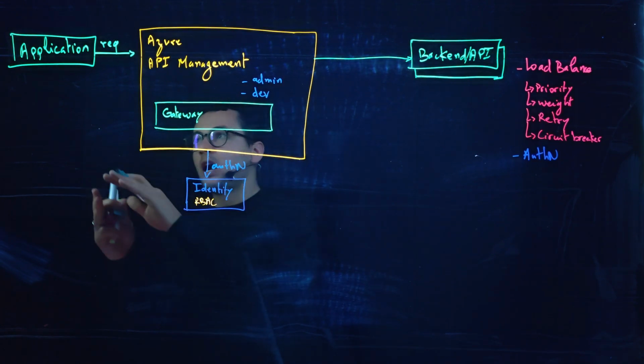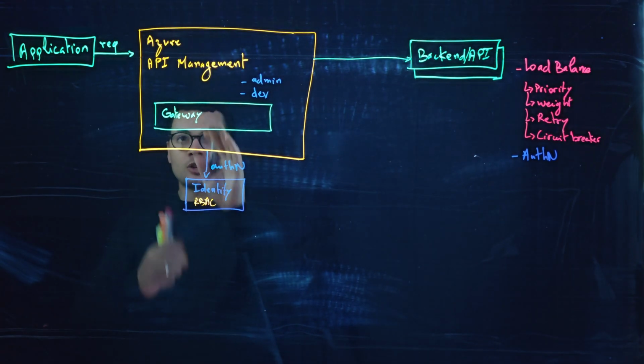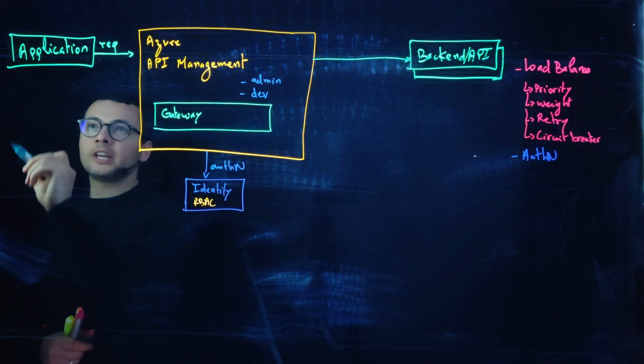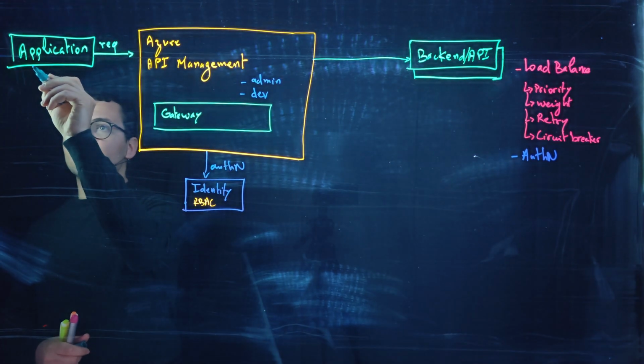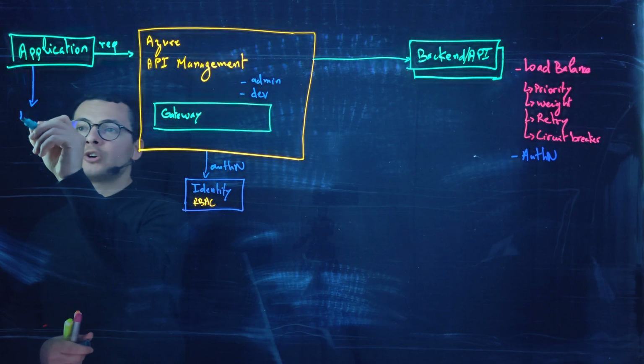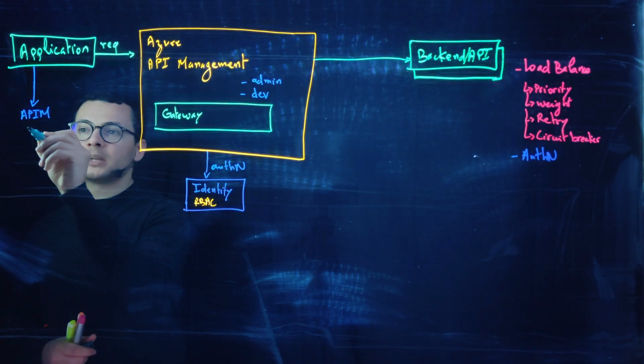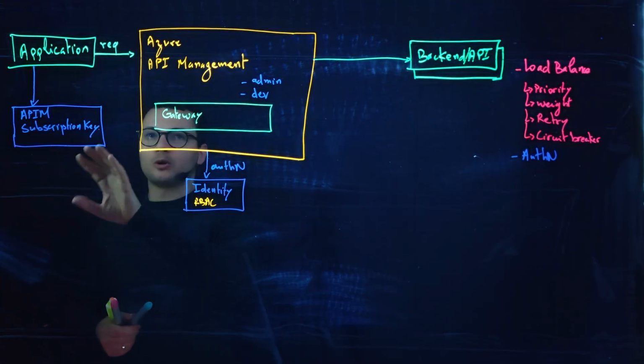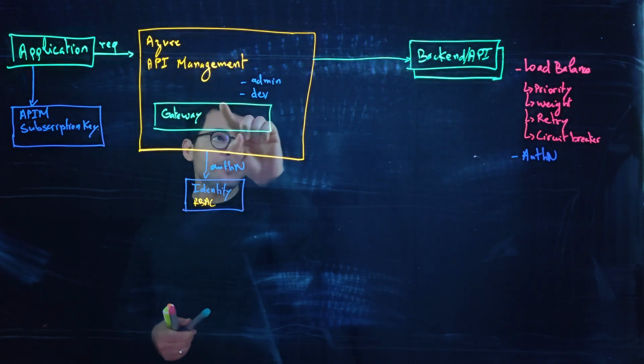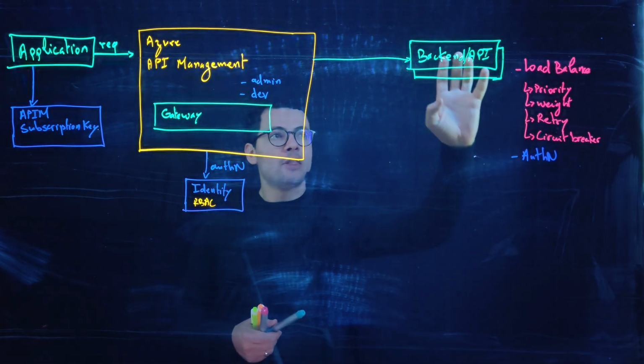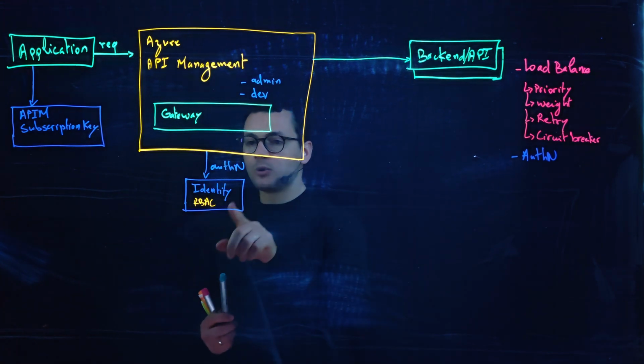And now to secure how the application accesses the Azure API Management, we can also apply authentication at the application level. So from here, we can use the Azure API Management subscription key. Through this key, the application will be authenticated in order to use the right API that gives it access to the target backend API through the identity.